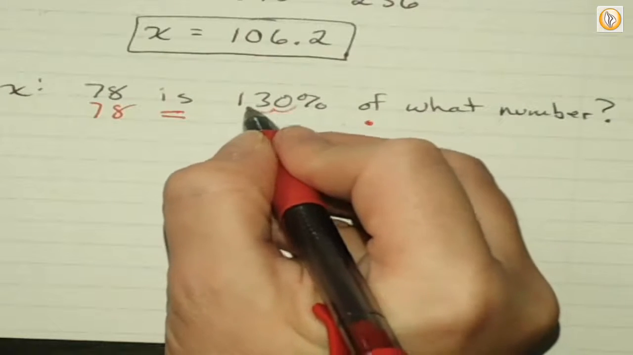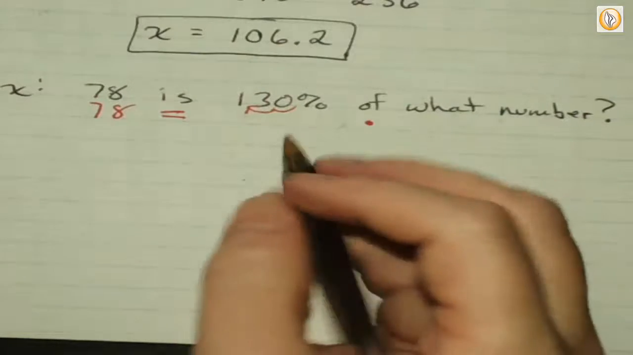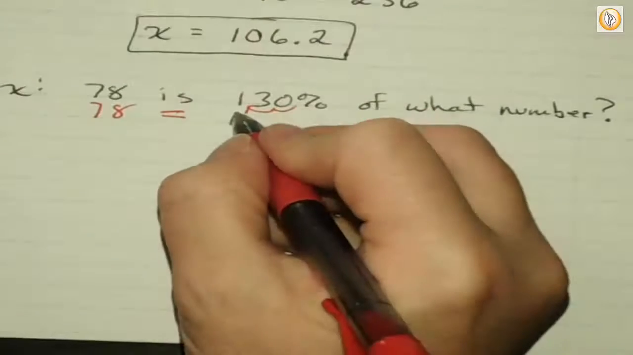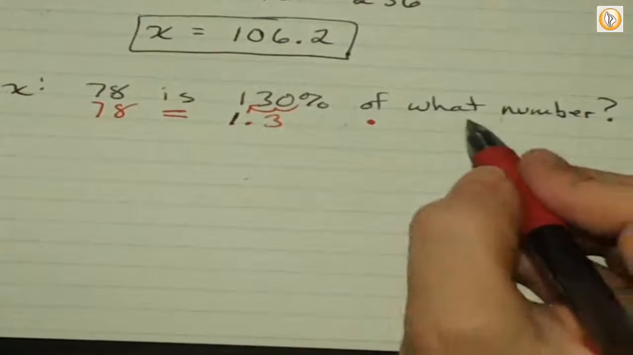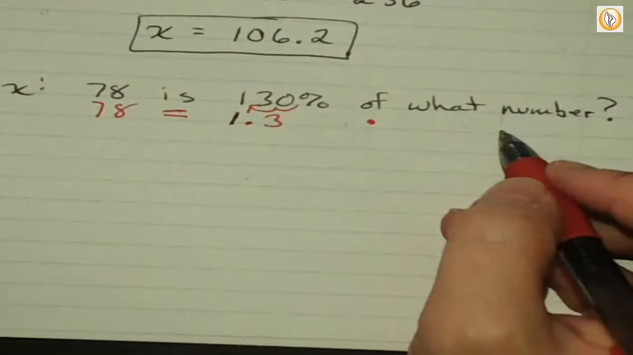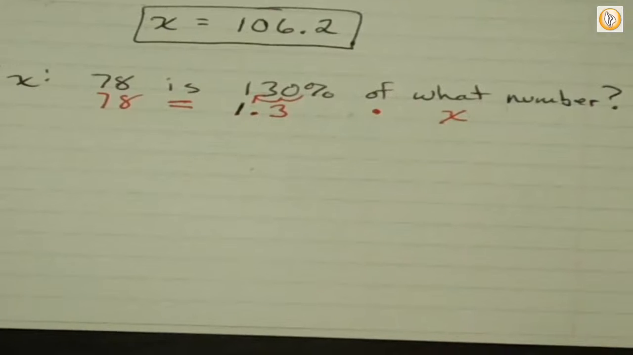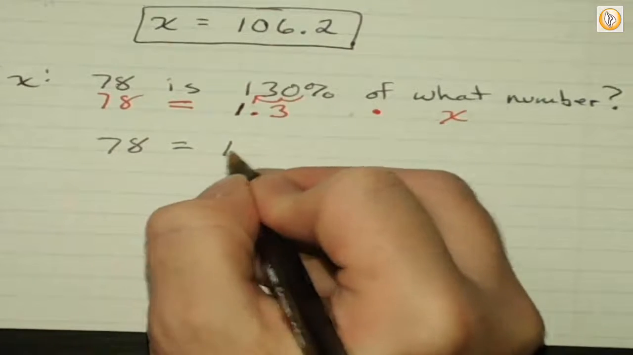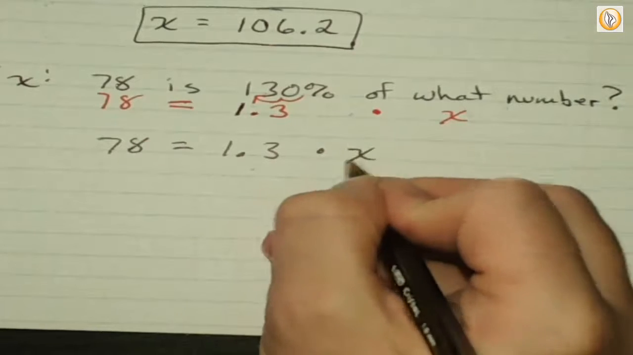Move it 2 to the left. It doesn't go all the way in front of that 1 because we only move it 2 places. So then I have 1.3. And then of what number? What do we call this? X. Okay, you must call it X. So I have 78 equals 1.3 times X.